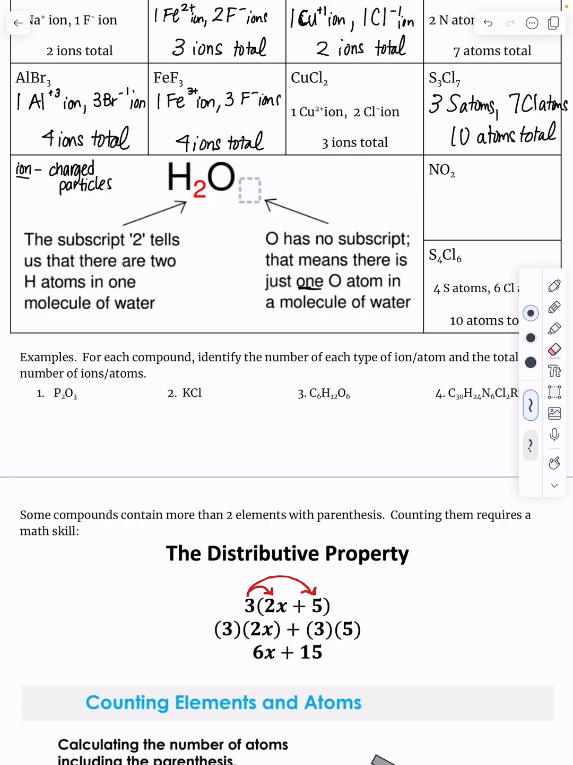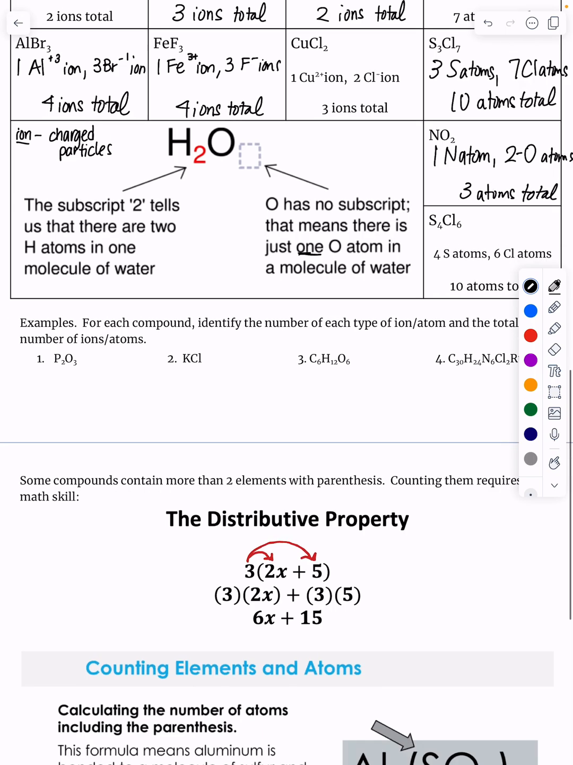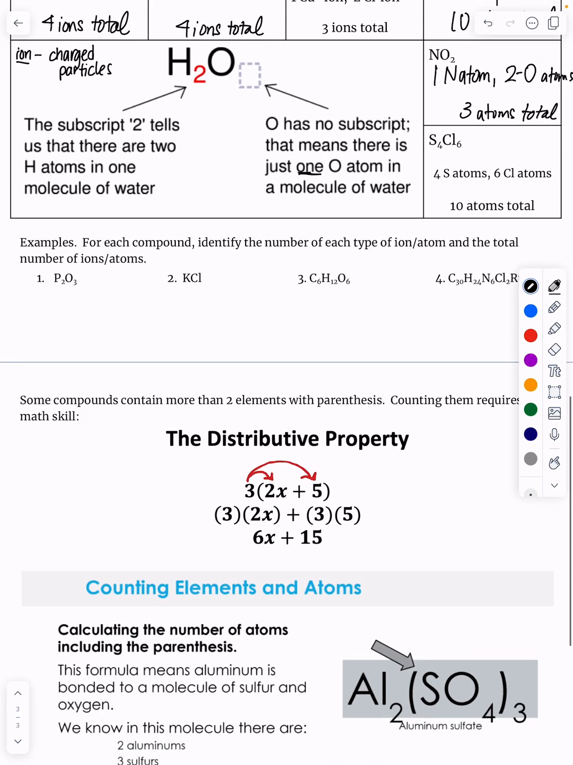For NO2, there's one N atom and 2 O atoms. 1 plus 2, 3 atoms total. I also did S4Cl6 right here in the notes for you. 4 S atoms, 6 Cl atoms. 6 plus 4 gives me 10 atoms.